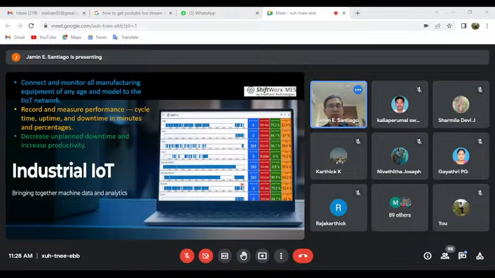Okay? So using this data that is presented to us graphically with numbers and percentages, another advantage would be we can decrease the unplanned downtime and increase productivity. So in industrial IoT, we are bringing together machine data and analytics.